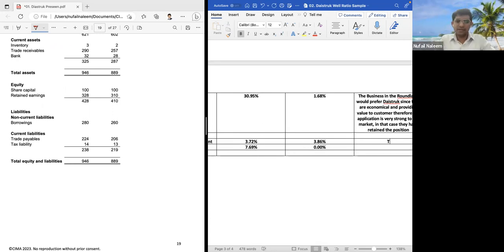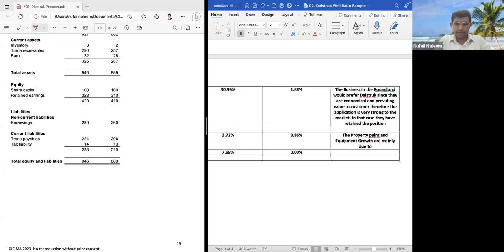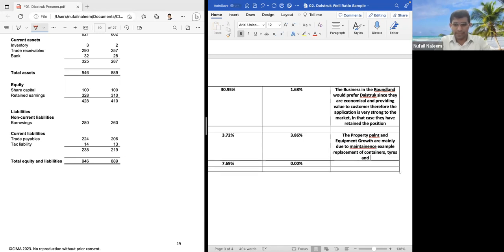So I'll write down here: the property, plant and equipment growth is mainly due to maintenance. Example, replacement. Understand it clearly. Replacement of containers, tires, and other essential components.